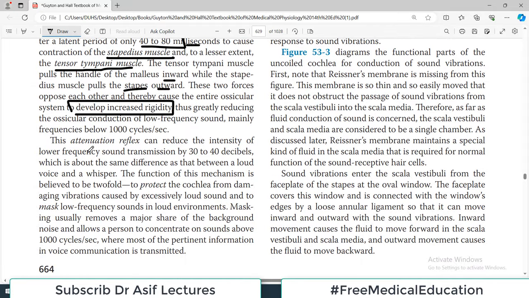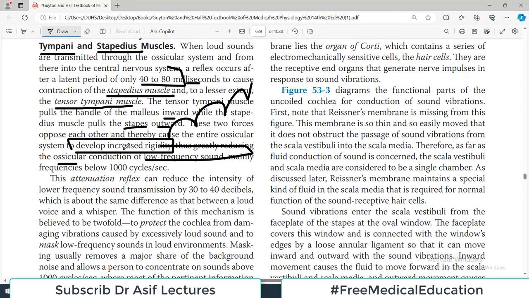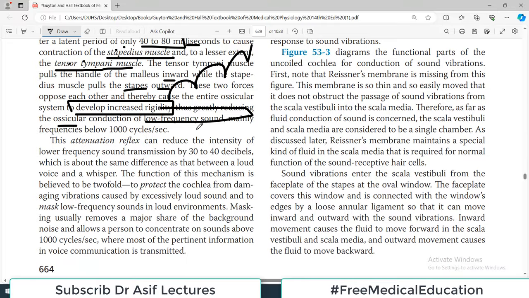then you are not in a position to amplify the sound. So this will greatly reduce the auricular conduction of low frequency sound, because now amplification is not happening, and amplification is not happening because these bones have been made very rigid by the contraction of these two opposite muscles. And now you cannot amplify the signal. Okay? And therefore you are unable to hear anything at this particular noise level.